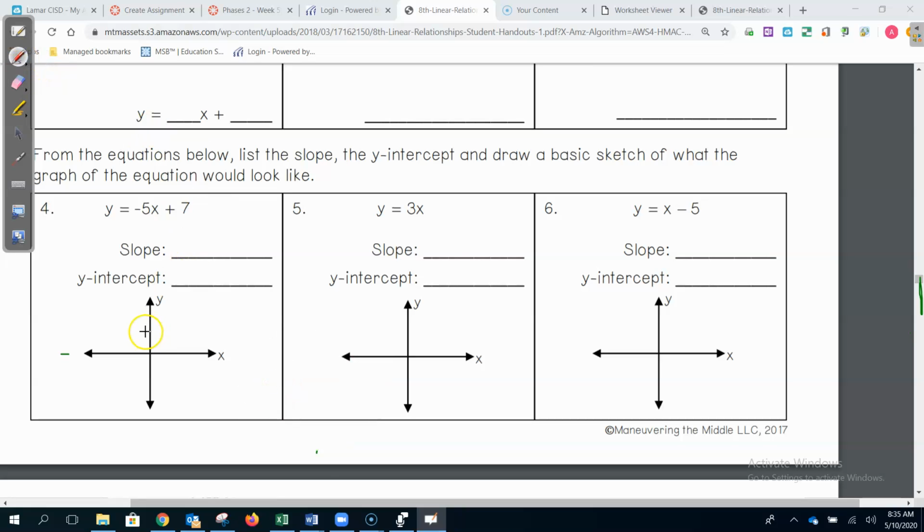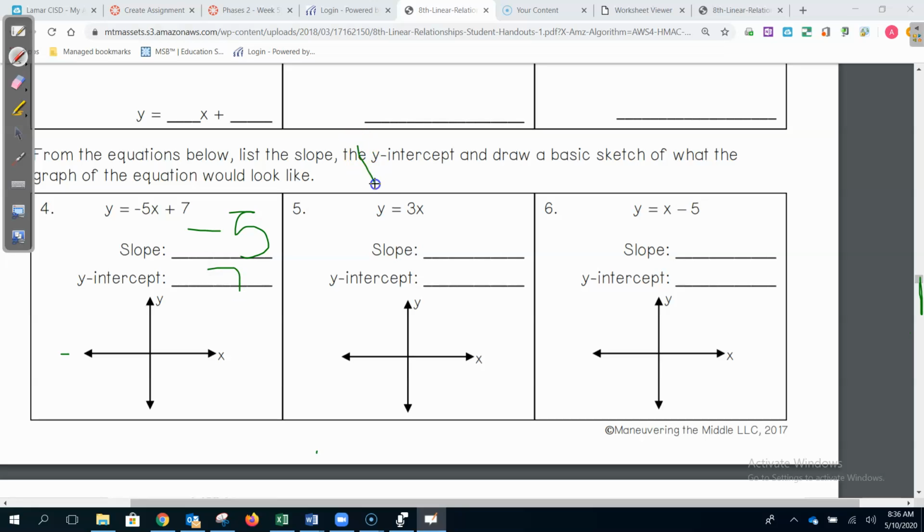Okay, here, we're not looking at actual graphs. We could sketch this out, and that's fine, but it's incredibly difficult for me to do this on my computer. So they've given us the formula. They want us now to pull out the slope and pull out the y-intercept. So we have y equals negative 5x plus 7. We know that negative 5 is our slope, and our y-intercept is 7.